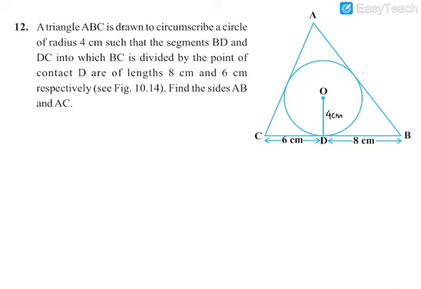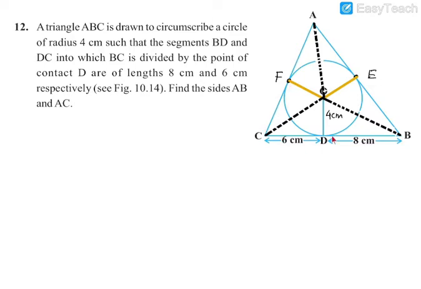Mark the point where side AB of the triangle touches the circle as E, and the point where side AC touches the circle as F. Now join point O to E and F to O. Also join the vertices A, B and C to the center. To find the sides AB and AC of this triangle, we will have to use the concepts that we have studied in this chapter as well as previously learned concepts and formulas.